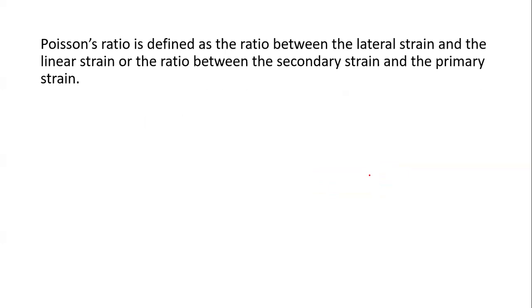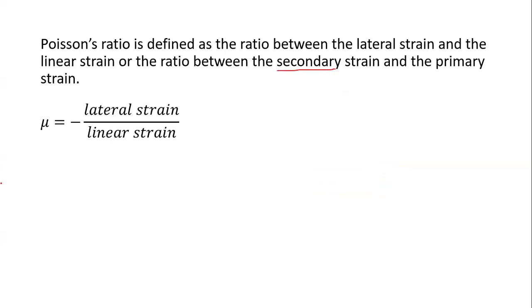Now, what is Poisson's ratio, having discussed that? So here we've already said that it is the ratio between the lateral strain as well as the linear strain. In other words, we're saying this is the ratio between the secondary and the primary strain. I usually prefer this one because it's smarter and faster. Now, look at our formula. This is Poisson's ratio, negative lateral over linear. Why is it carrying a negative?